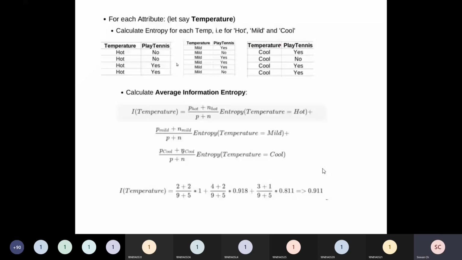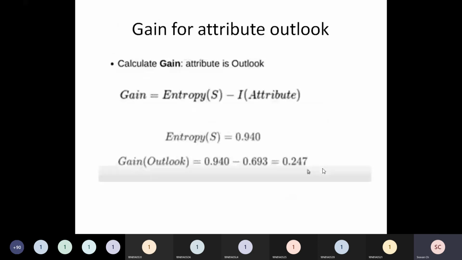Now what I need to do is I need to create subtables or subsets, and I need to copy the value hot. Whenever it is hot, what is the outcome? So hot, no, hot, yes, like that. Mild, yes, mild, no, mild, yes, mild, yes, mild, yes, mild, no. Cool, yes, cool, no, cool, yes, cool, yes. Right? How do I get these subtables or subsets? From my main database, from here.